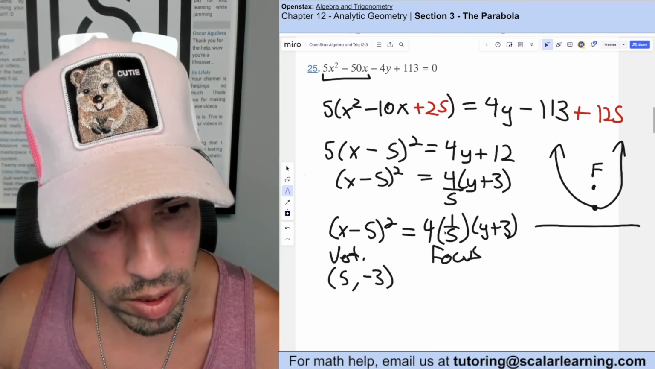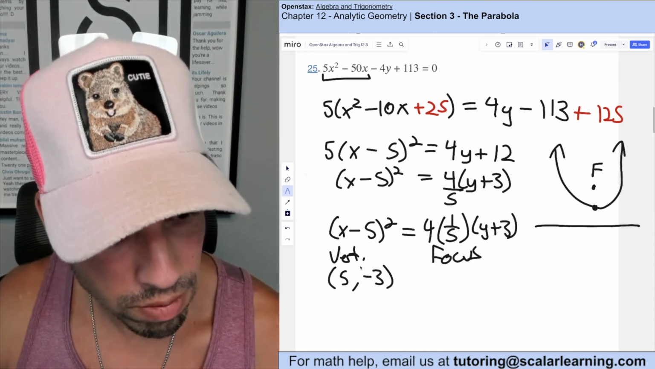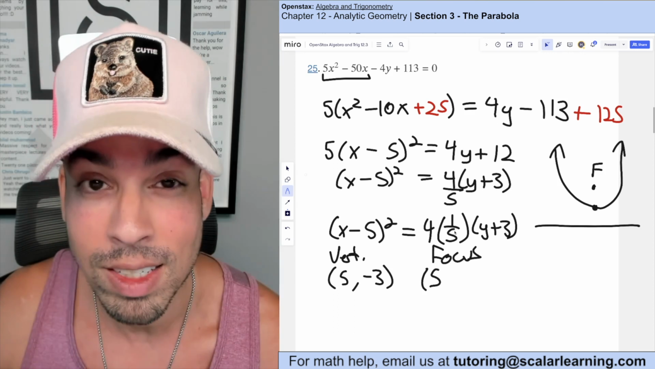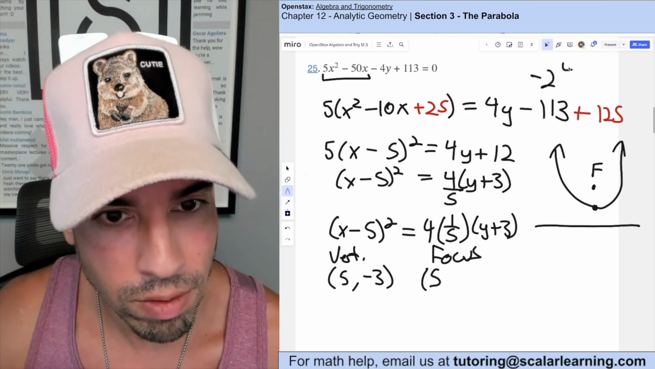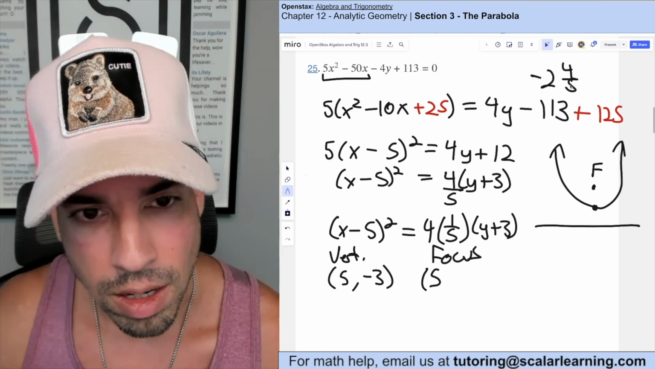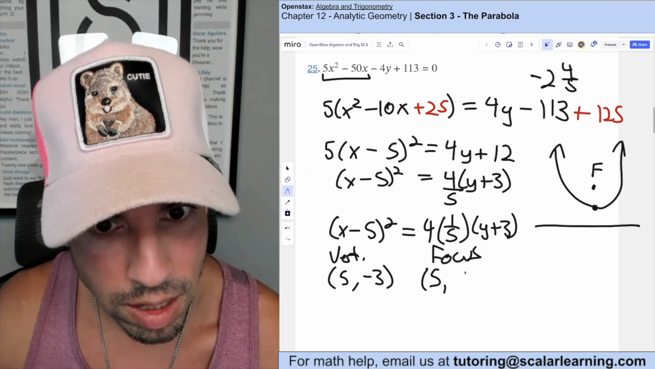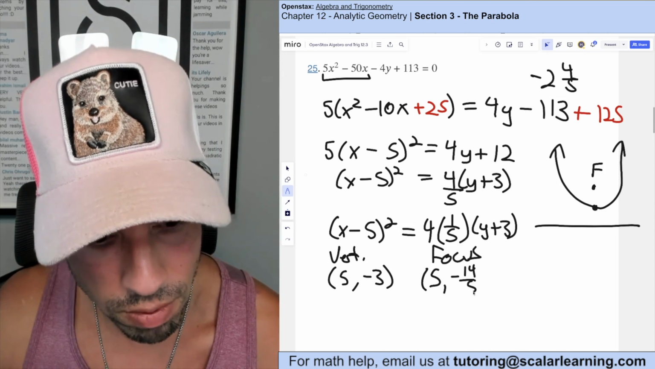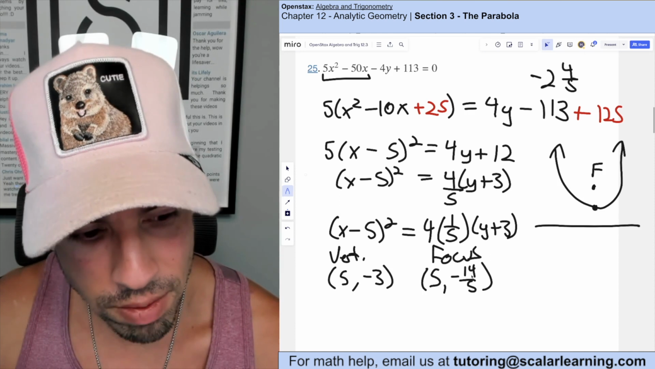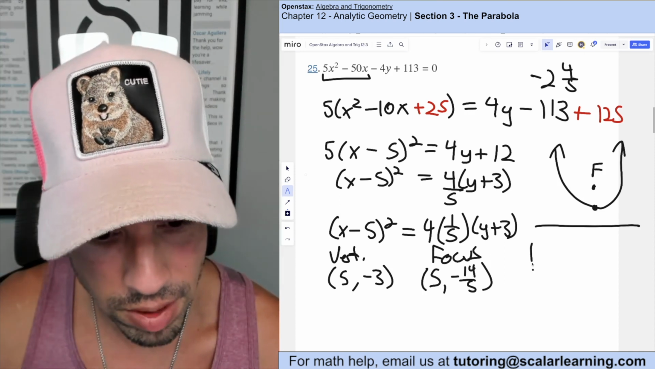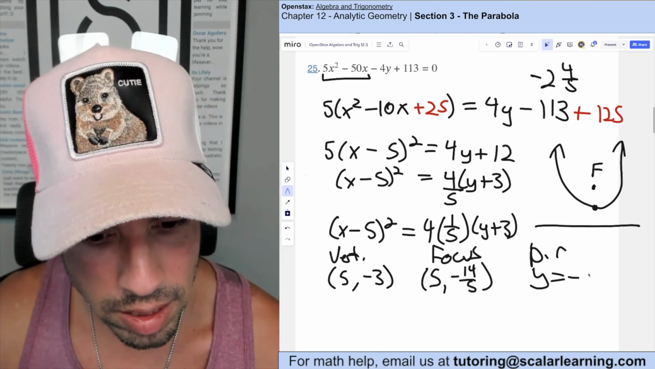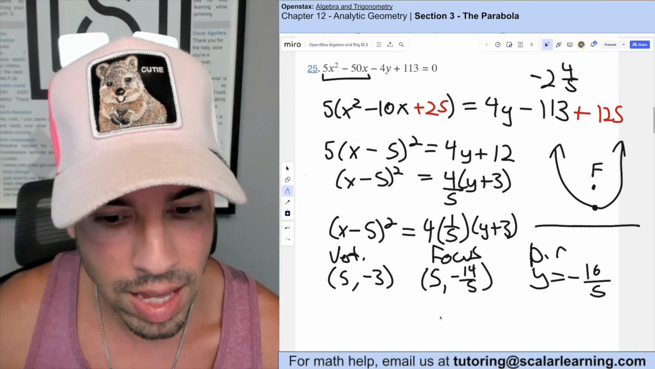For the focus, what we're doing is going up by 1/5 from the vertex. So we're at 5, negative 3 plus 1/5 is negative 2 4/5, but as an improper fraction, negative 2 times 5 is 10 plus 4 is 14. So we got negative 14 over 5. And then the directrix, we're going down by that 1/5. So instead of negative 15/5, it'd be negative 16/5. And it's y equal to that because it's a horizontal line. Y equals negative 16/5. And that's how you do it.